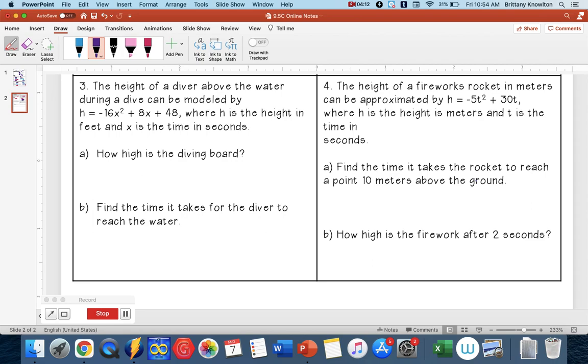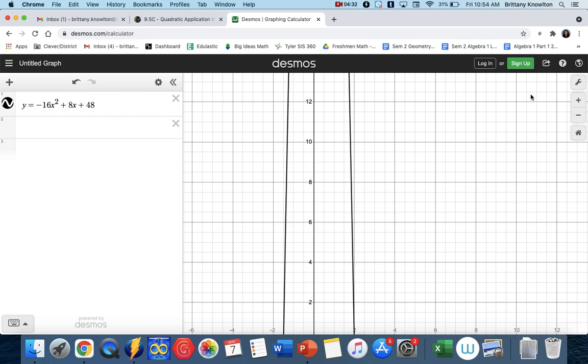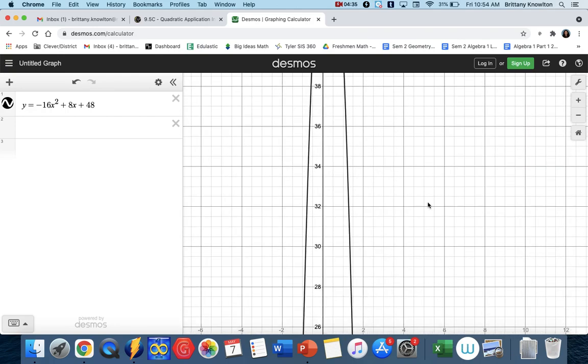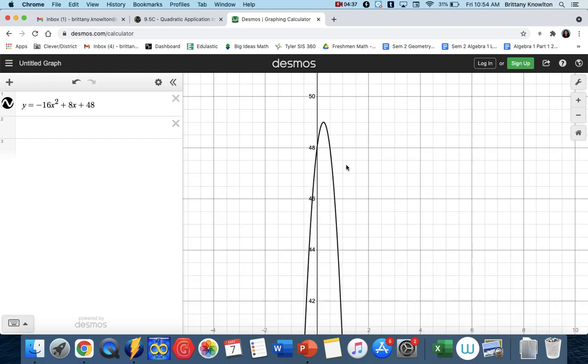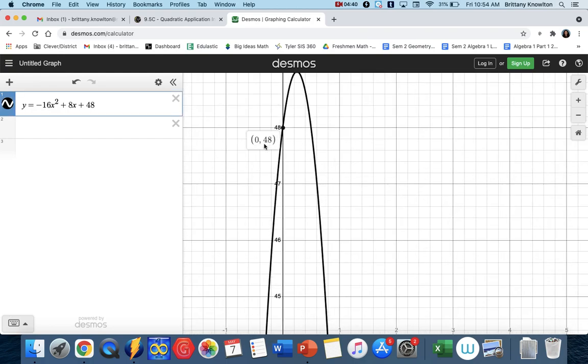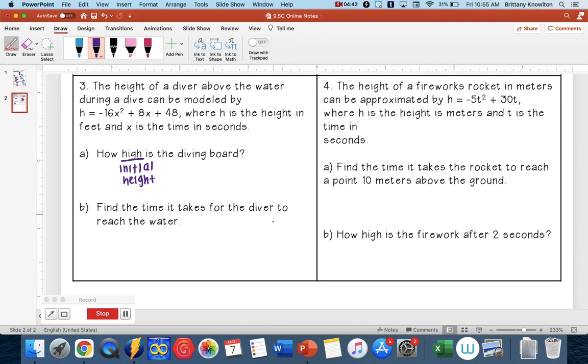So first I want to know how high is the diving board. So there's a diver and he's jumping off of a diving board. I want to know how high that diving board is. So that's going to be my initial height, which is the y-intercept. So I'm going to go and find the y-intercept. If I zoom in, I can click on it, and I see that that is at 48 feet. You also could tell this from the equation. Your y-intercept, when it's written in standard form like this, is always going to be your c value.